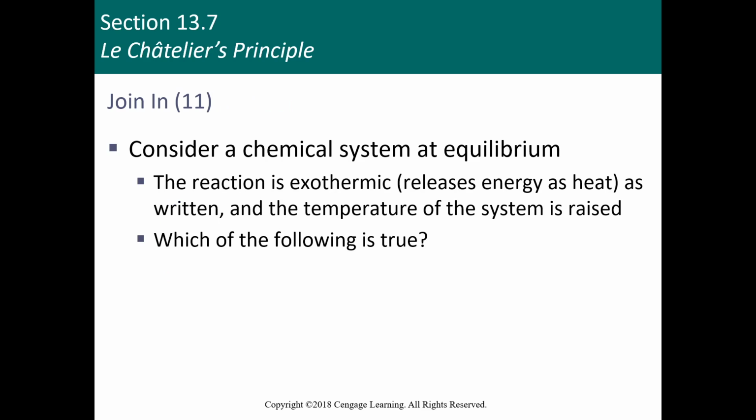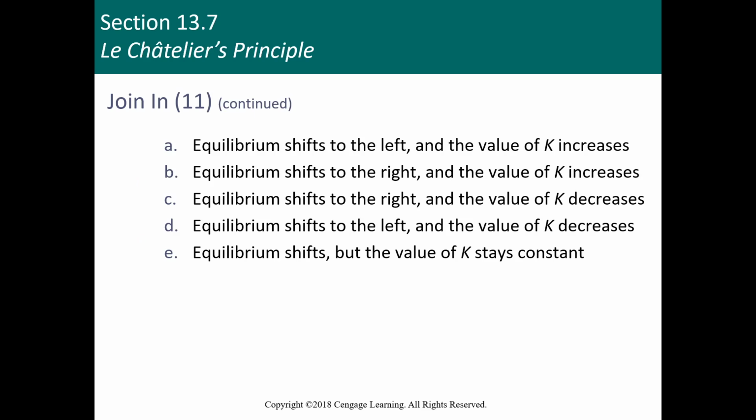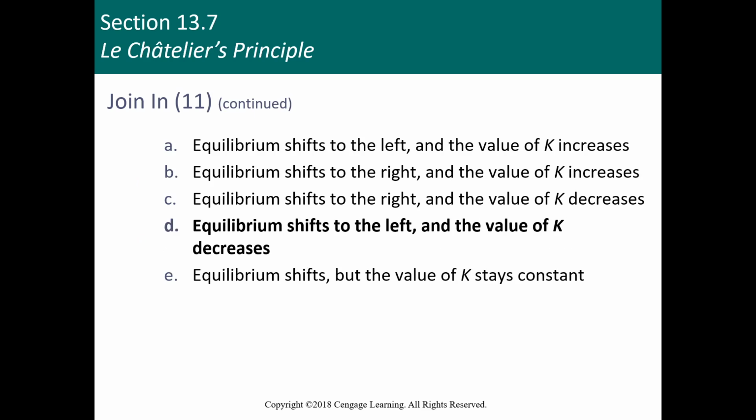And why is that? Well, this is an exothermic reaction, and the temperature of the system is raised. And so this is going to shift away from products, because exothermic means you can write heat, energy, as a product. And so it will shift towards reactants. If you lower the amount of products and raise the amount of reactants, the value of K will, of course, become smaller and decrease.